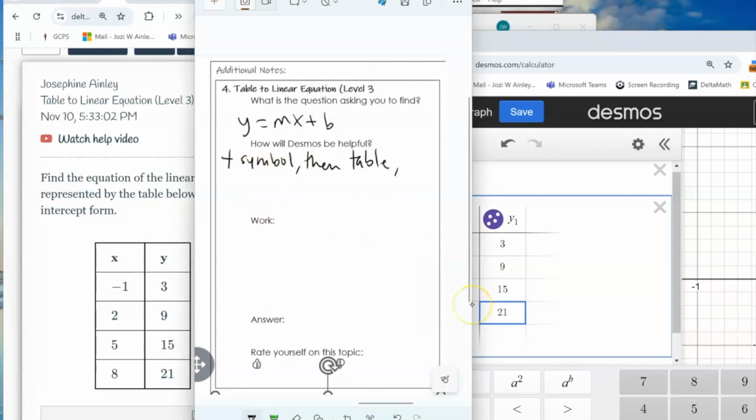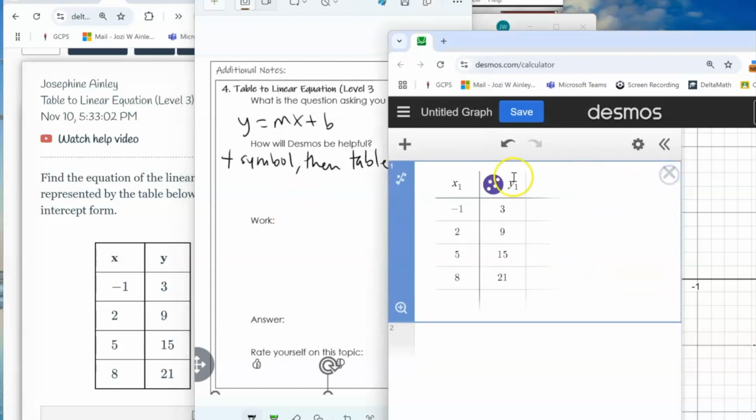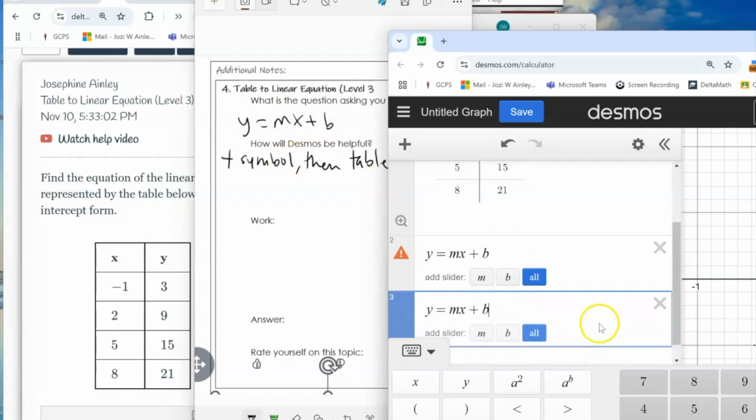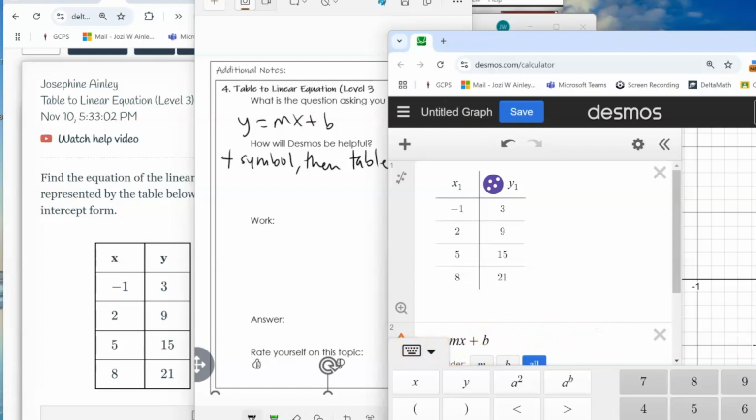So again, type in question. These are notes to me. You write notes to you. Type in question, and then what do I do now? Now I have the table in here. I want it to give me this equation. So what do I tell the calculator to do? Well, I tell it, hey, give me this equation. So I'm going to type y equals mx plus b, and I'm going to do that twice, and you'll see why in just a second.